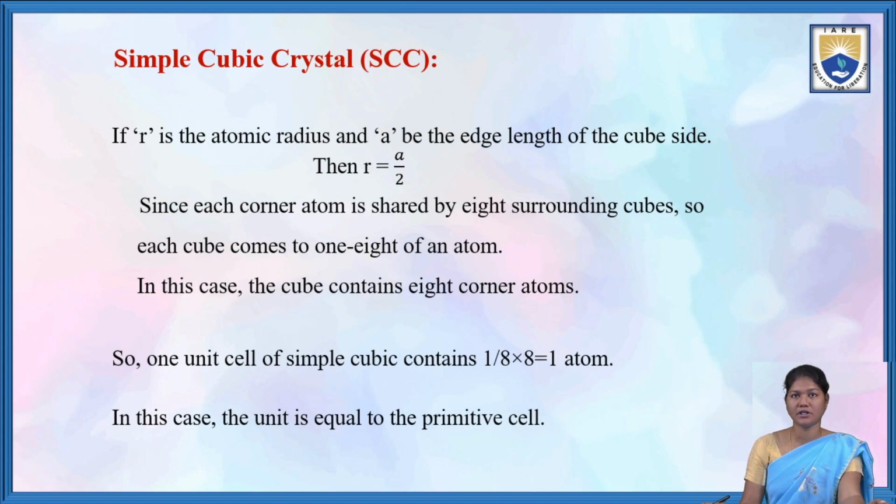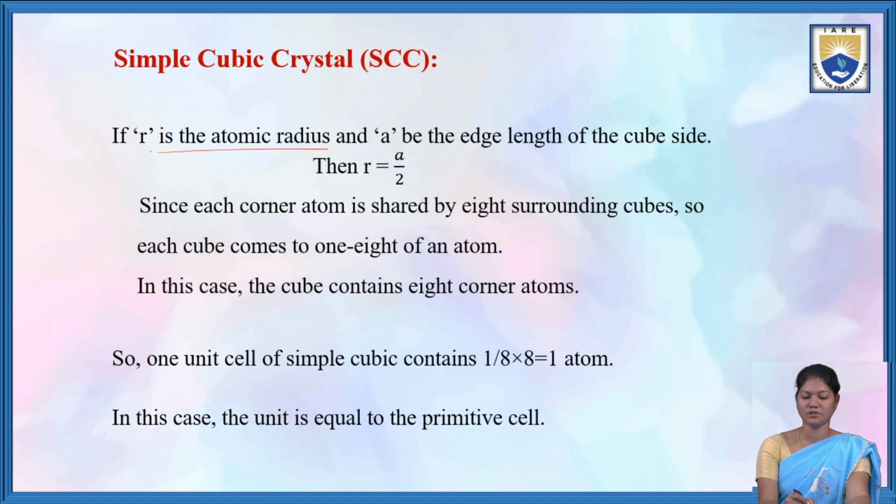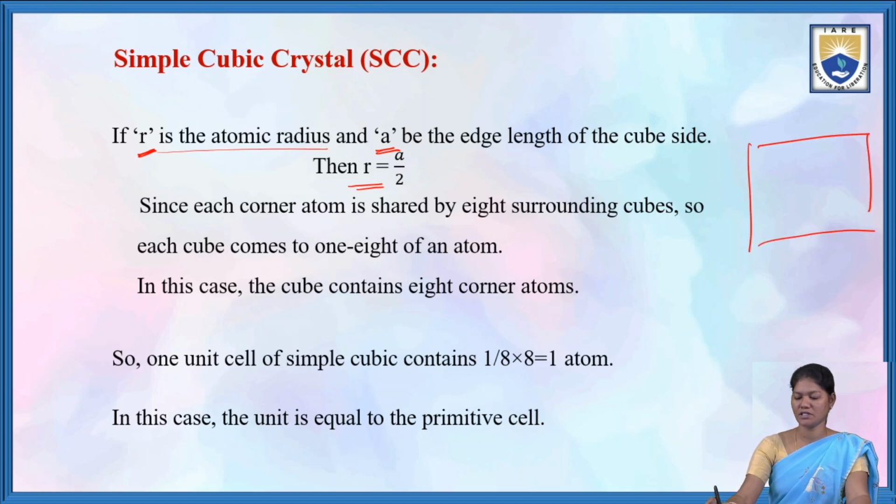If R is the atomic radius, now we are going to calculate the atomic packing factor in the simple cubic crystal. If R is the radius of the atom and A is the edge length of the cube side, then R equals A by 2. Cube edge means here to here, the edge length. So the edge length is A and the atomic radius is here to here. We are taking atoms like this.